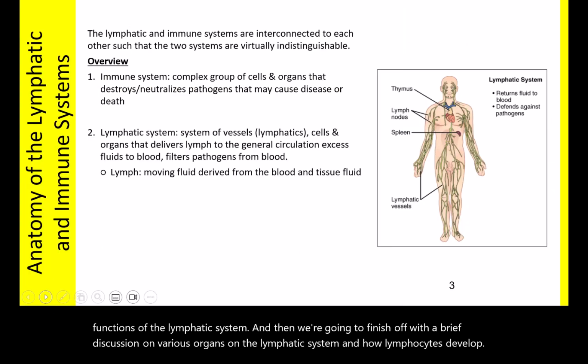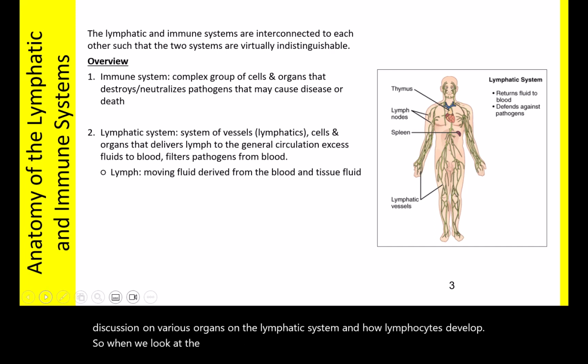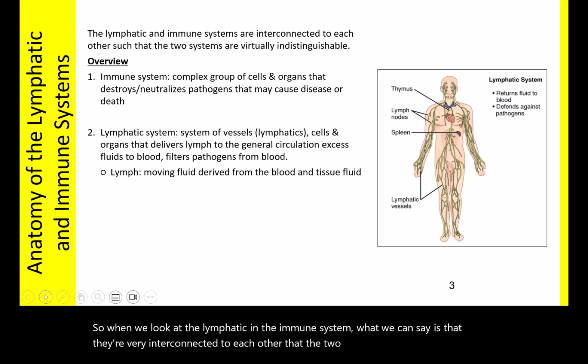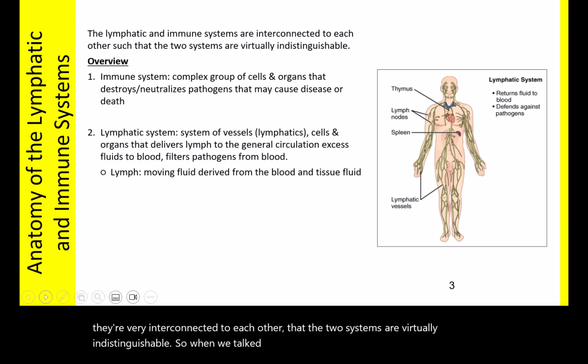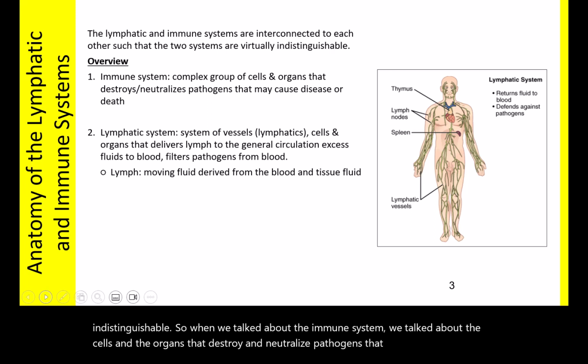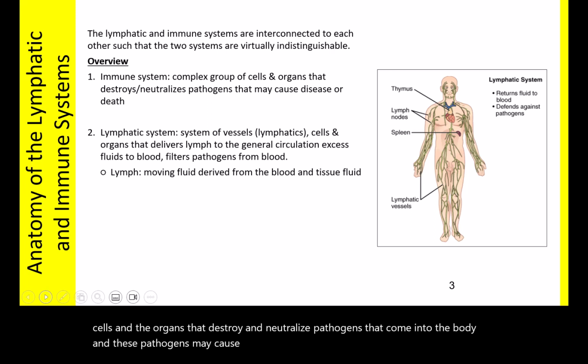When we look at the lymphatic and the immune system, they're very interconnected to each other, so much so that the two systems are virtually indistinguishable. When we talk about the immune system, we talk about the cells and organs that destroy and neutralize pathogens that come into the body. These pathogens may cause disease or death.